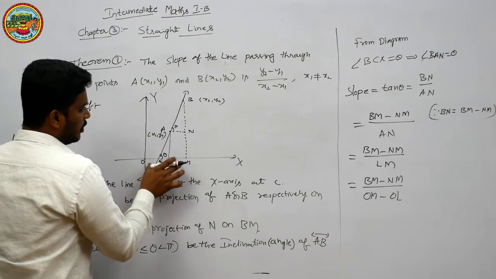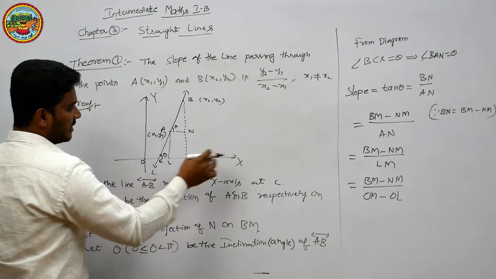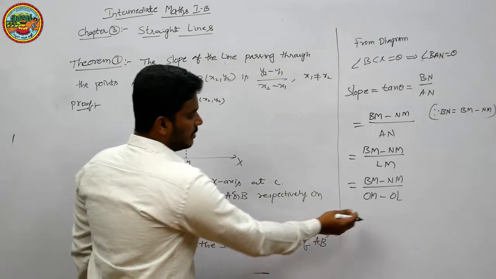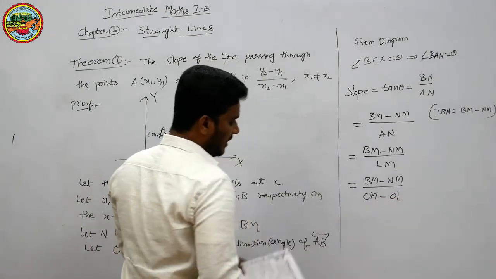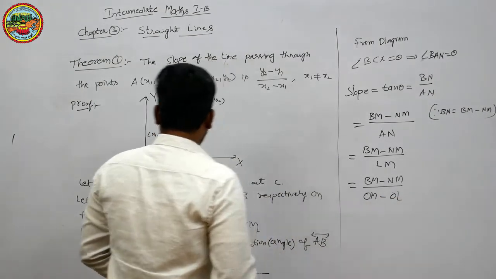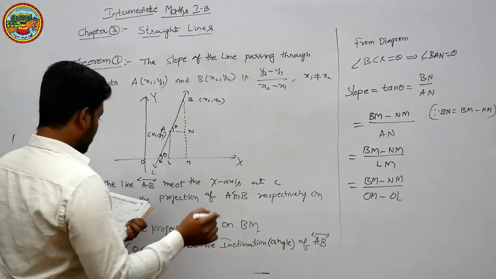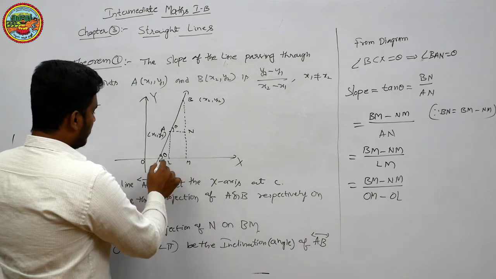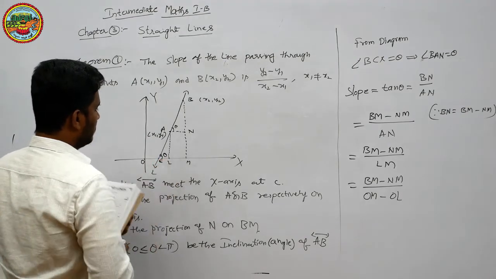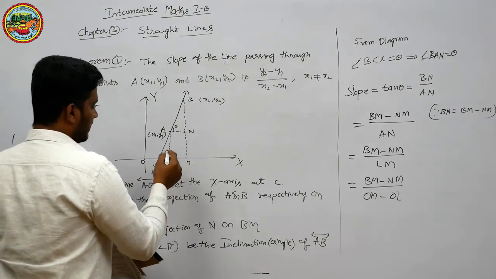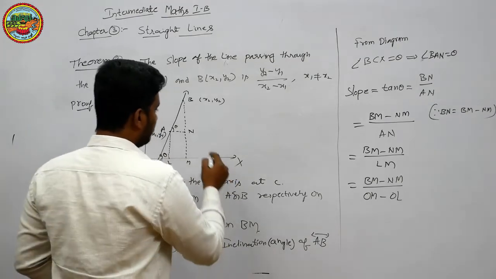If we subtract OL from OM, we get LM. So that is why we took OM minus OL. So here, this line equation we can take as BM.